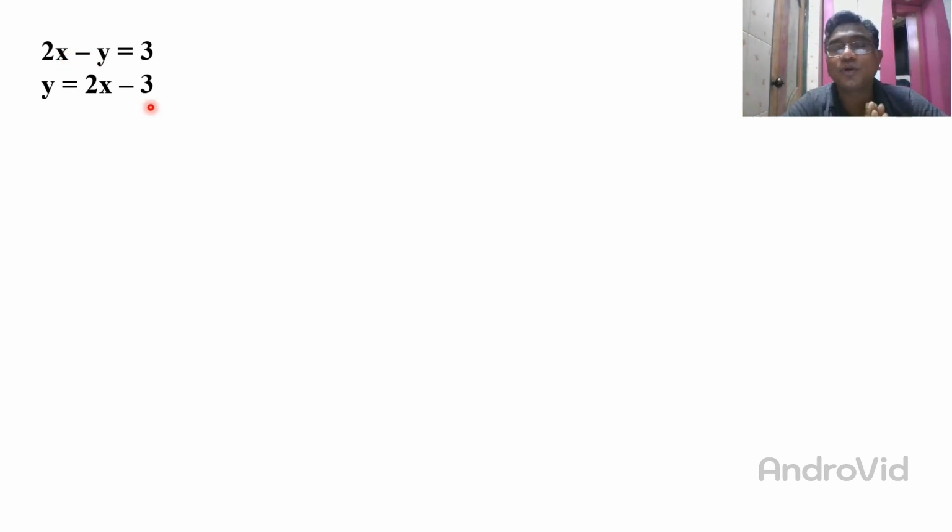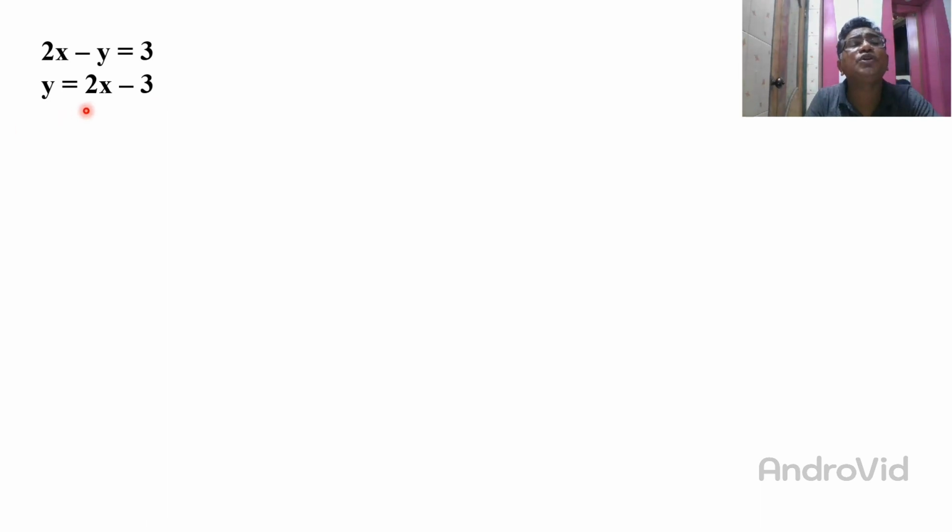I explain again, because some of the students understand very slowly. For that purpose I repeat again. So see, 2x minus y is equal to 3. This minus y goes across, it becomes plus y. So here I write y. Okay, then this is the plus 3. This plus 3 goes across, it becomes minus 3. So 2x minus 3. So here you get y is equal to 2x minus 3.